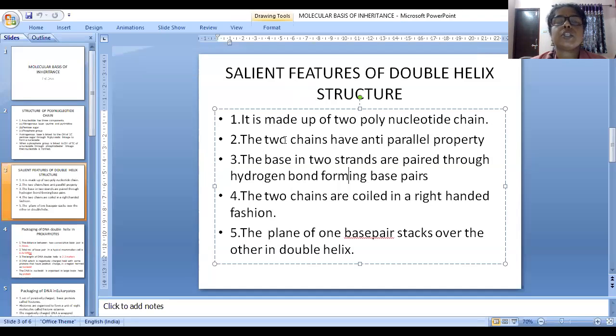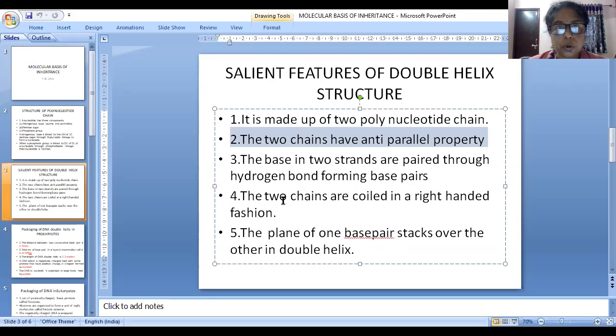And the next one is that the two chains have anti-parallel property. Anti-parallel property means one chain is going from 3' to 5', the other is going from 5' to 3'. One is coming downwards and the other is going upwards. The bases in the two strands are paired through hydrogen bonds, forming base pairs. The two chains are coiled in a right-handed fashion and the plane of one base pair stacks over the other in the double helix.